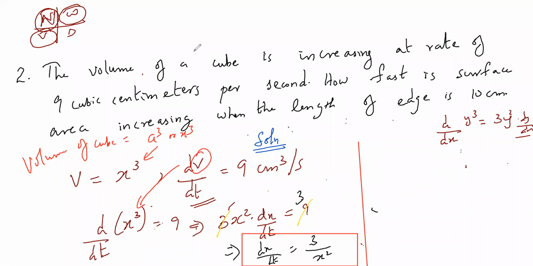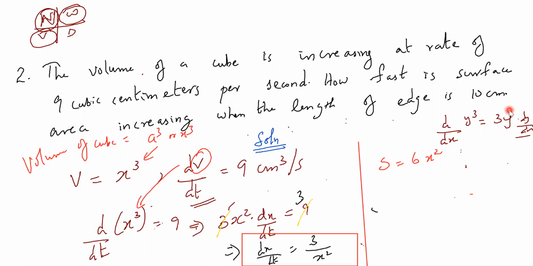Coming to the next one. How fast is surface area increasing? Correct? So next thing is we have to know the surface area formula, 6x square or 6a square. That is our surface area. But the question is, how fast is surface area increasing when the length of the edge is 10 centimeter? Correct? Length of the edge is what? 10 centimeter.